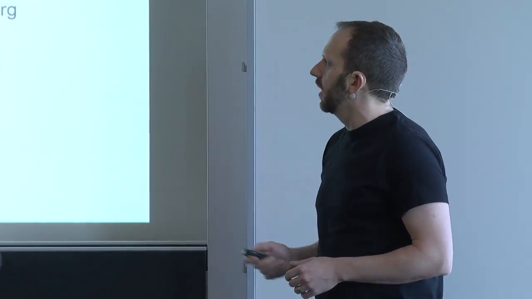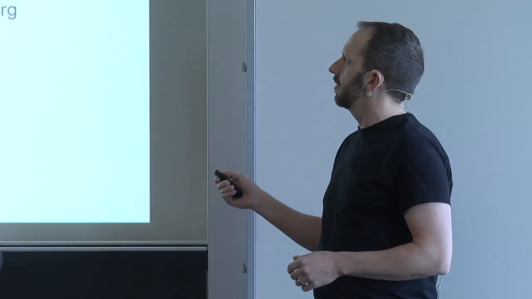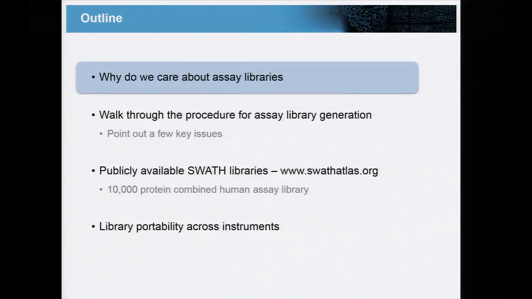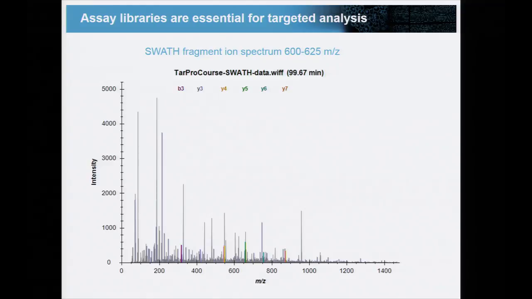Okay, here's the outline. So why do we care about assay libraries? Again, this might be slightly repetitive, but we'll go through it quickly. Then the largest part of the talk will be a walkthrough of a procedure that we developed for assay library generation, and I'll try to point out a few key issues. Then I'll mention some of the publicly available resources that we already talked about in previous talks, and a few comments about assay library portability across different experiments or instruments and so on.